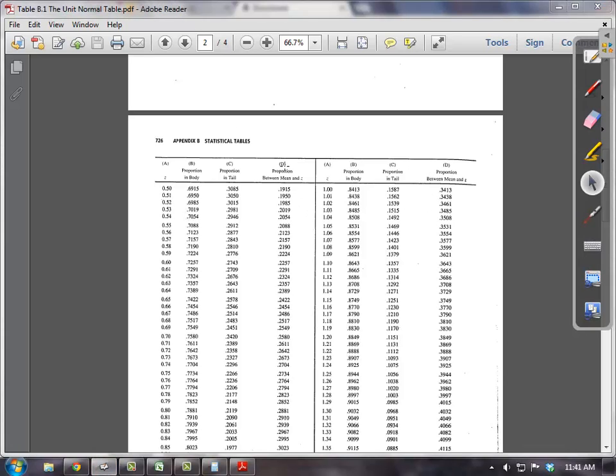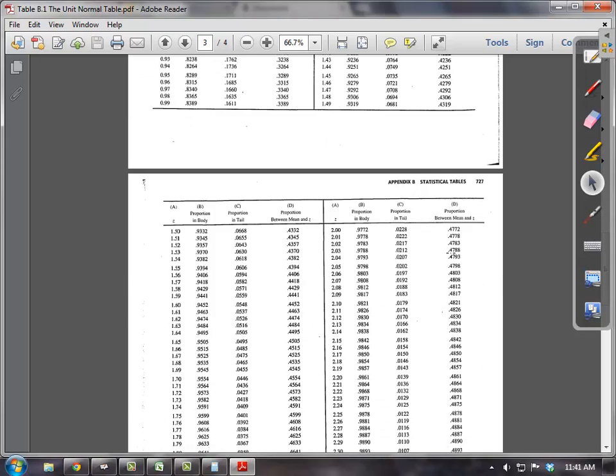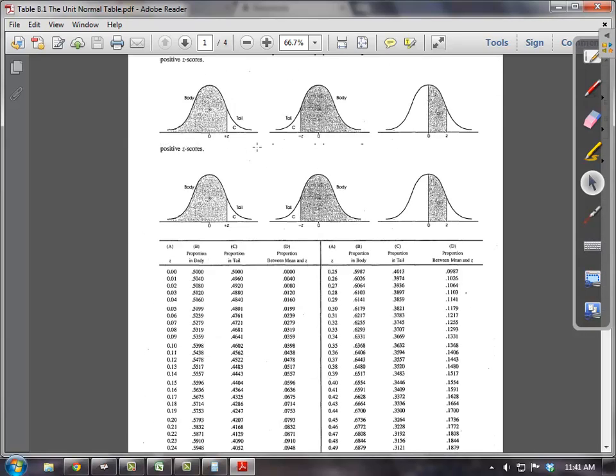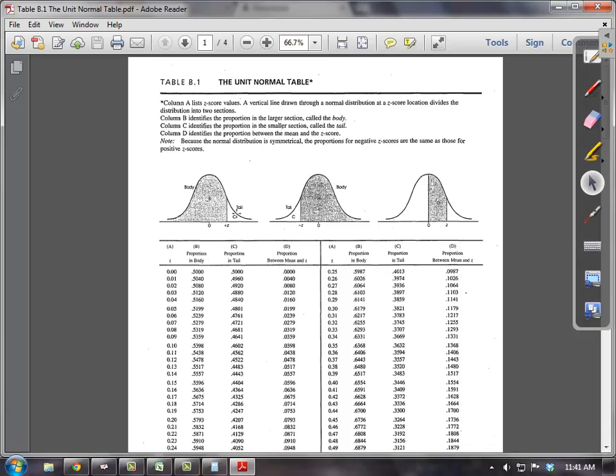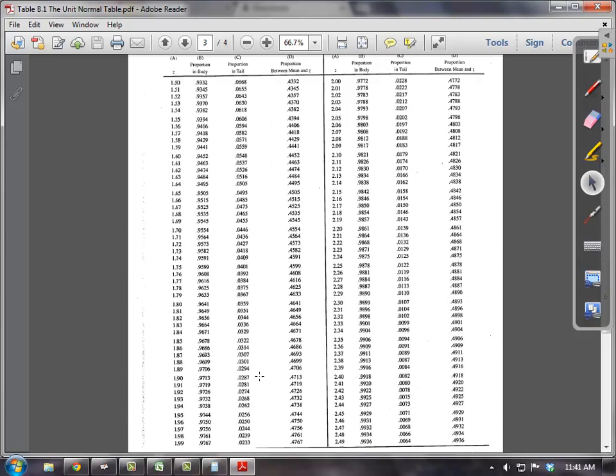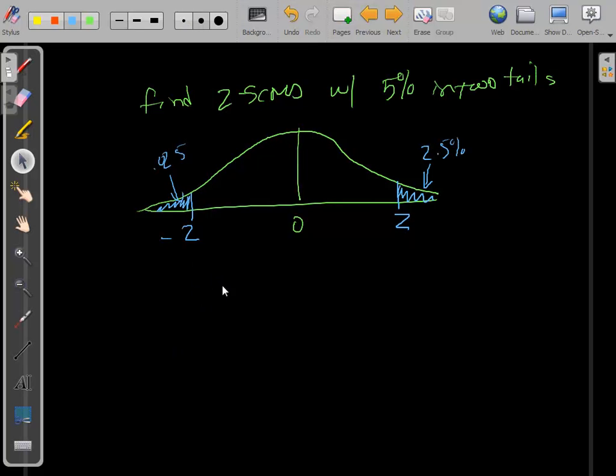And again, what we want to do is in this column D, we want to find 0.025. So we've got to go quite a ways, I think. Oh, sorry, proportion in the tail. Let's back up here. The picture, we're looking to find this tail, and so we want to find this region, which is column C. So 0.025. That corresponds to a z-score of plus or minus 1.96. So z is equal to plus or minus 1.96.